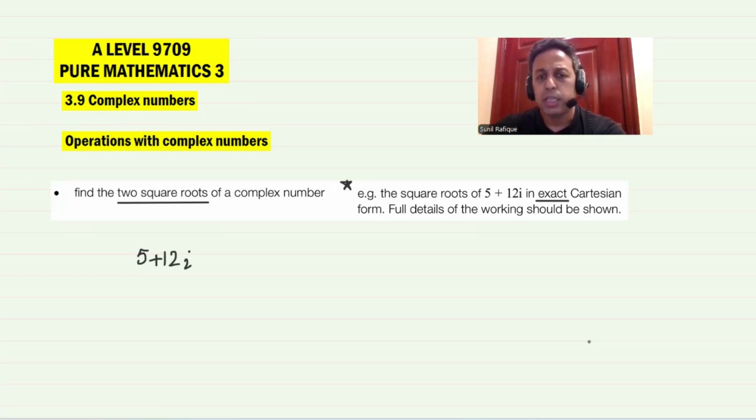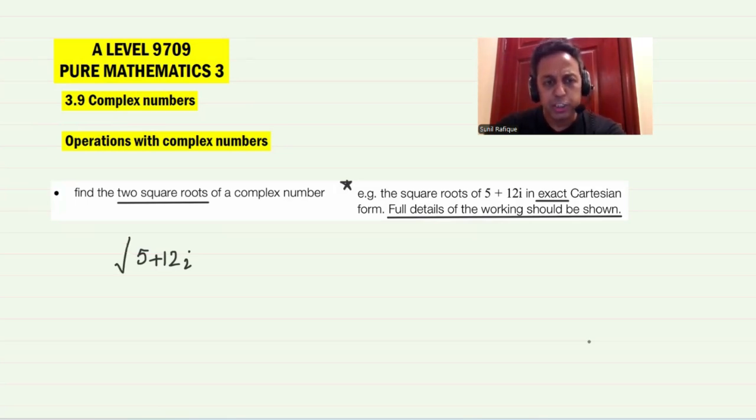Another idea which is very important and worth noting: full details of the working should be shown. The reason they're asking to do this is because some of the modern calculators have the capacity to give you the answer straight away, but such working won't be credited. So you need to show details of your working, okay?